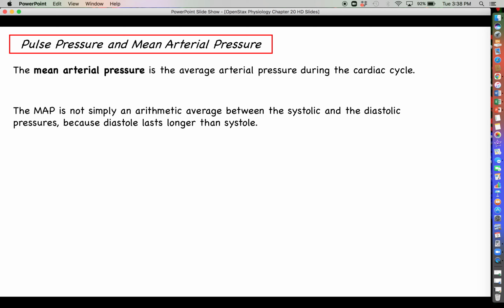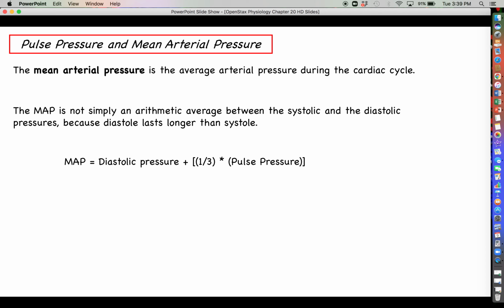We could do that if diastole and systole lasted for exactly the same amount of time, but that is not the case. As we saw in chapter 19, the ventricles spend a good amount of time in diastole and a smaller amount of time in systole. So diastole ends up lasting longer than systole does. So that's going to mean the arteries are going to spend more time at the diastolic pressure than they do at the systolic pressure. So we need to weight our calculations to account for that.